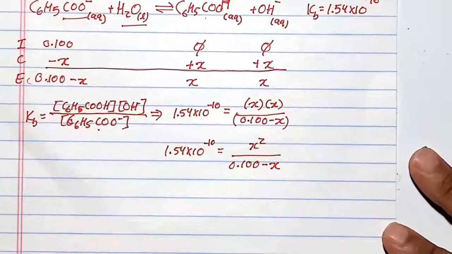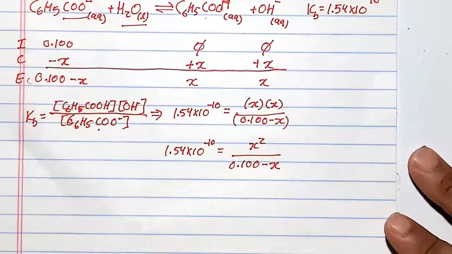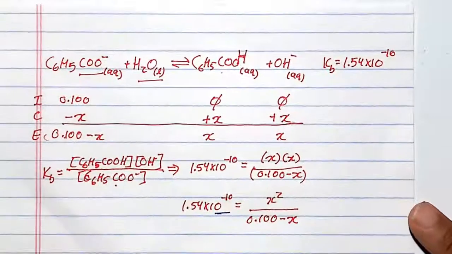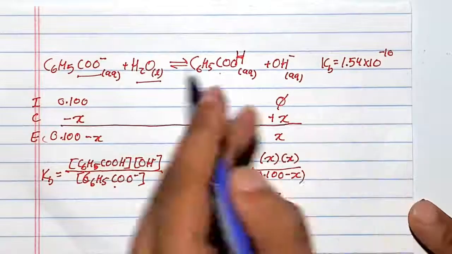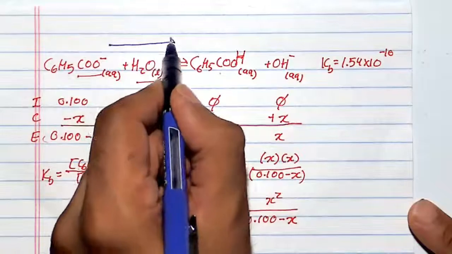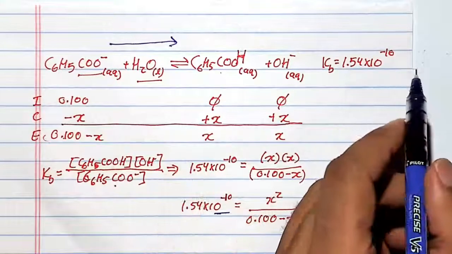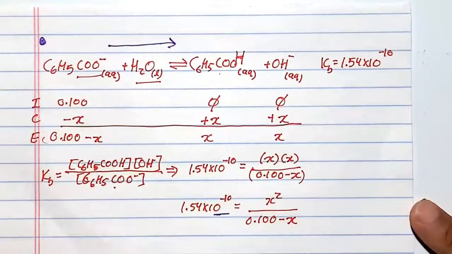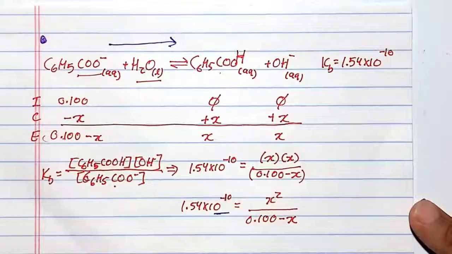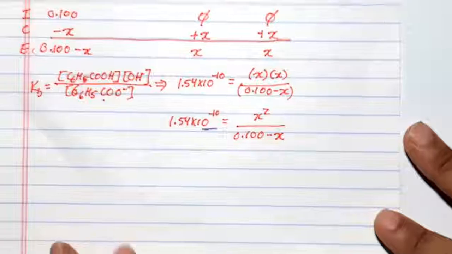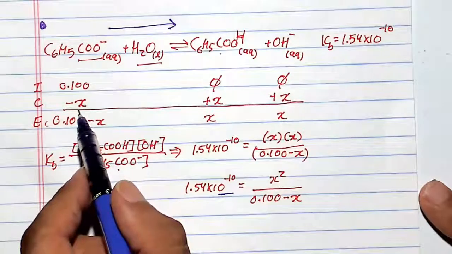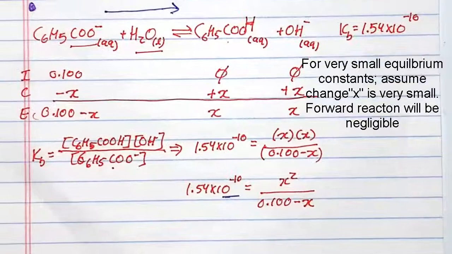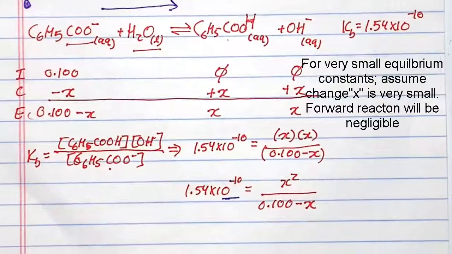Now what I can do here is assume x is small because 10 to the minus 10 is such an insignificant number. Remember, the larger this number, the more the reaction is going to proceed this way. The smaller this number, the more the reaction will just stay right here towards the reactant side. With 10 to the minus 10, it's a fairly good assumption that my change x is going to be very, very small. Who knows, 10 to the minus 5, 10 to the minus 6, 10 to the minus 12, very, very small numbers.